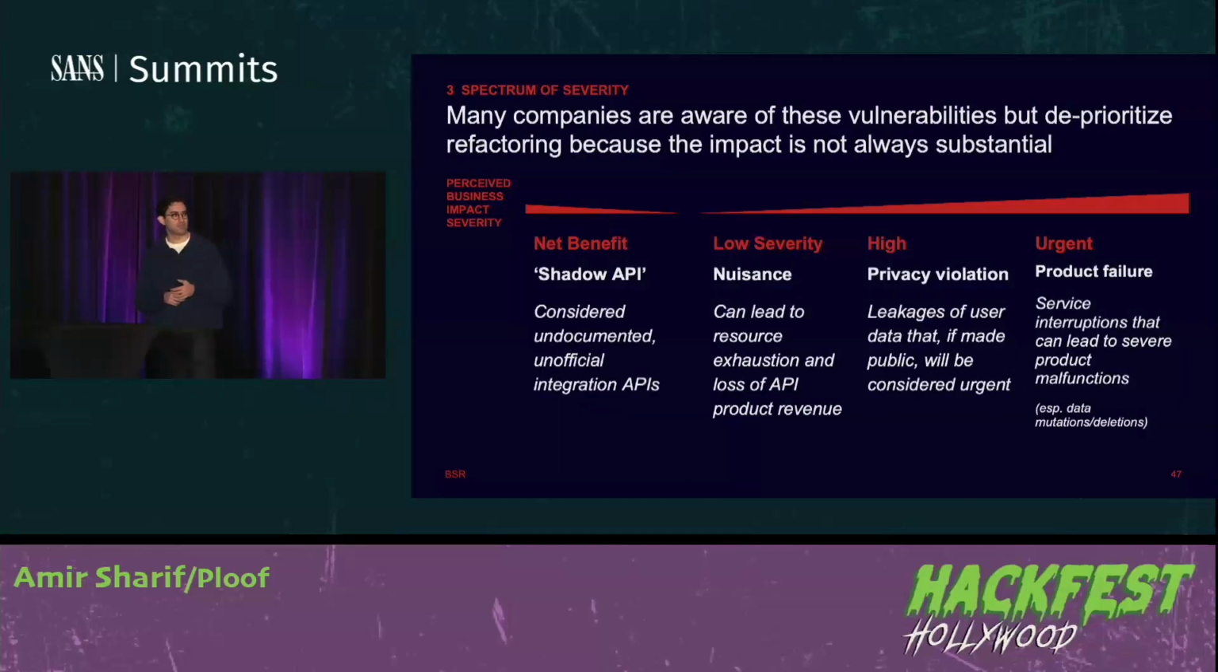Okay, so let's talk about spectrum of severity. We talked a lot about how scary and vulnerable companies or products can be to these types of vulnerabilities, but it's a broad range. What's actually interesting is when finding and reporting these vulnerabilities, you find that a lot of product owners are actually aware that individuals are programmatically interacting with their front-end APIs, and they're kind of ignoring it. In some cases, they see it as a net benefit.